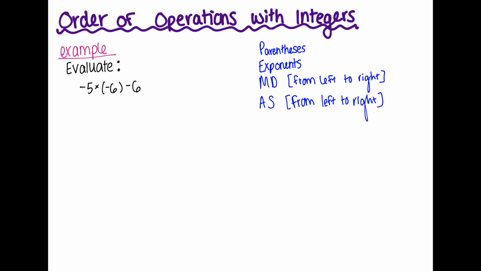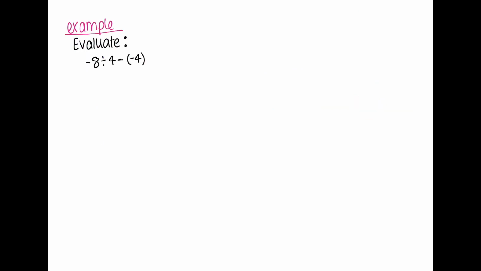Then it's exponents. We don't have any. Multiplication and division from left to right. So the first multiplication or division that I see is this one. -5 times -6 is 30. And then this -6 just pulls down. So now I have 30 minus 6. I don't have any more multiplication or division, so I go on to the addition and subtraction step. 30 minus 6 is going to give me 24, and that will be my final answer. Let me go ahead and do another example or two, and then you'll be good.